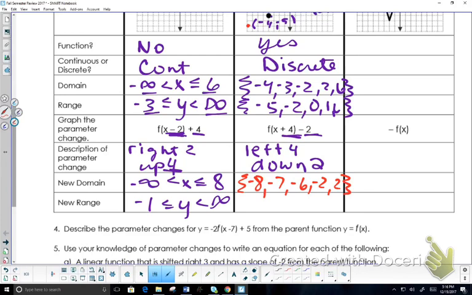Okay, so then with my y's, I've got to subtract 2, and outsider's a good guy, so we're going to do exactly that. That means negative 5 is going to become negative 7, negative 2 is going to become negative 4, 0 will become negative 2, 1 will become negative 1, and 6 will become 4, right? Yes. Okay.